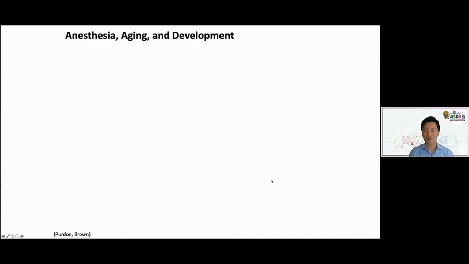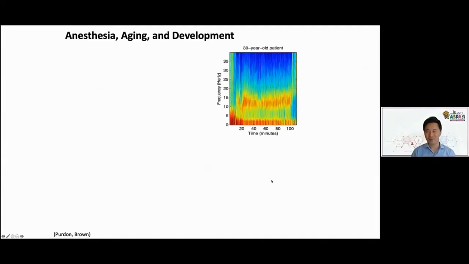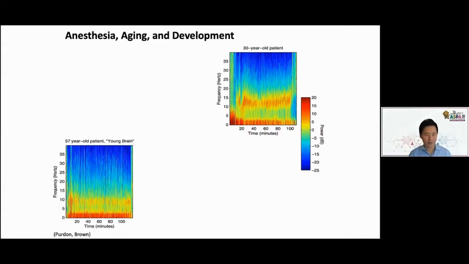So let's walk through these age-dependent changes again. We saw that in the plenary lecture. Let's go through this again. So we've got a 30-year-old patient receiving propofol. We see the characteristic waveform oscillations, slow and alpha. We've got this color scale here. It's the same for all the panels I'm going to show you. Let's look at an older patient, 57-year-old. We see slow and alpha oscillations present.